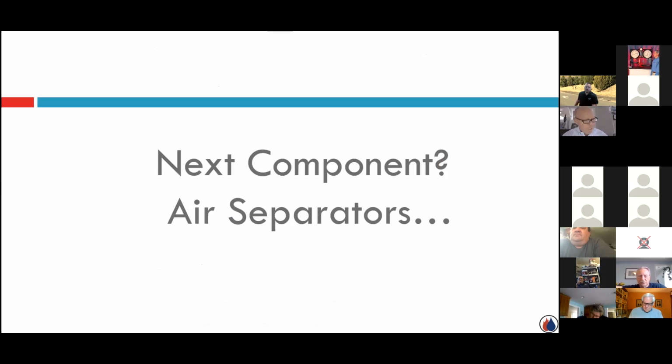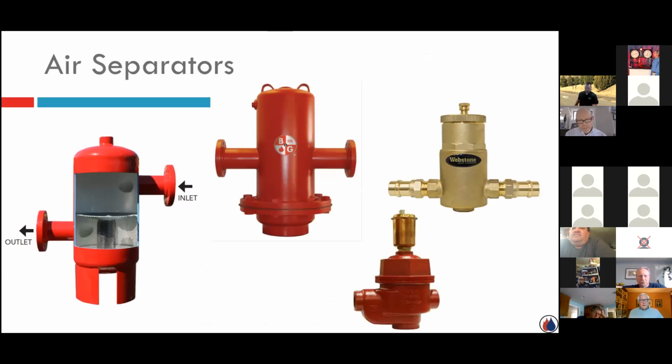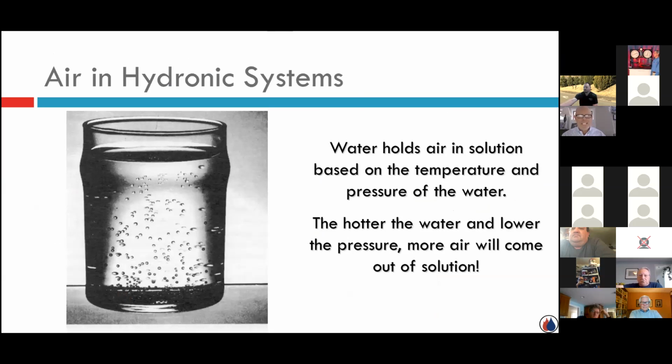So a next component that we want to bump up against this morning is air separators. Very important. And first, here are some examples of some commercial, residential, micro bubble or micro scrubber bubble removers. And we'll get into each technique and how it does what it does. First question though, where does the air come from? If I've got a system completely filled with water, how could air get in?